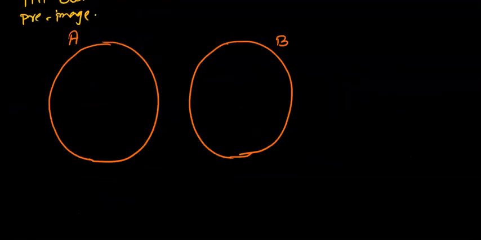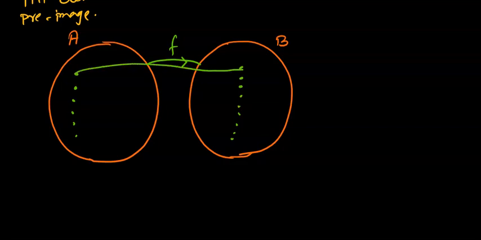Let's understand this pictorially. Suppose f is a function from A to B. Here are some elements in the domain and here are elements in the codomain. So this is the mapping. Suppose these are mappings.